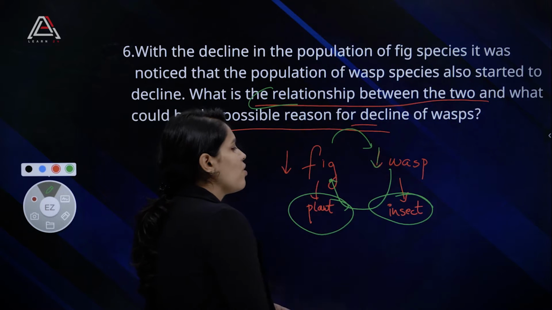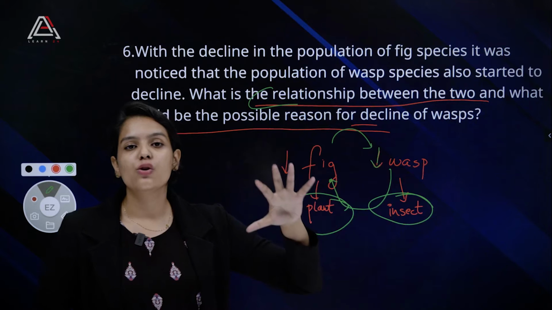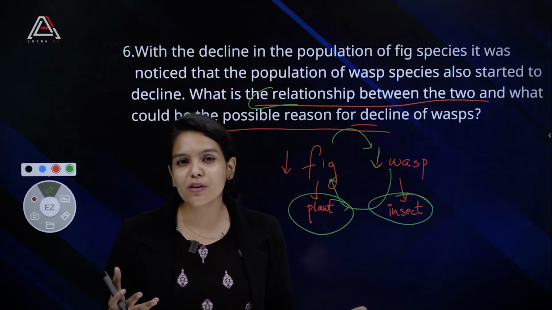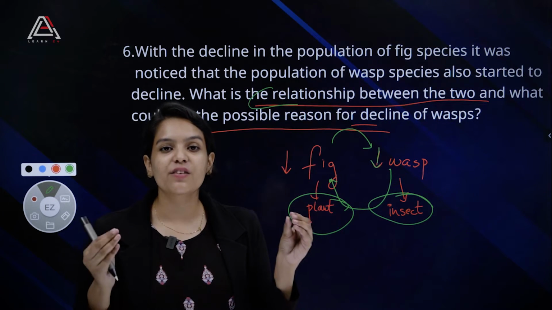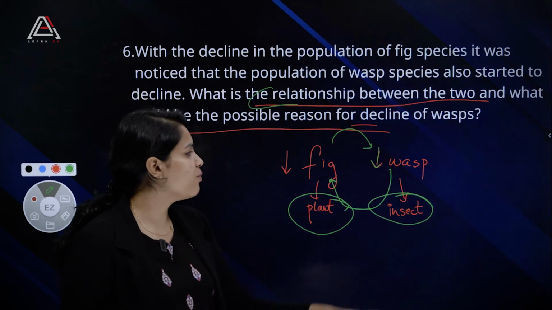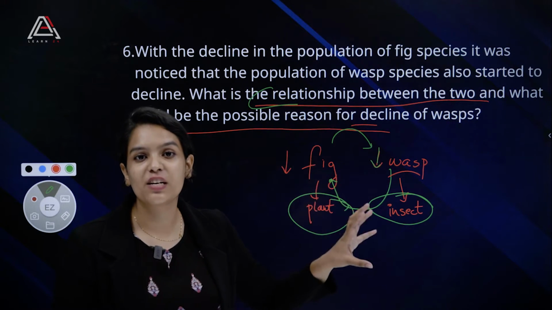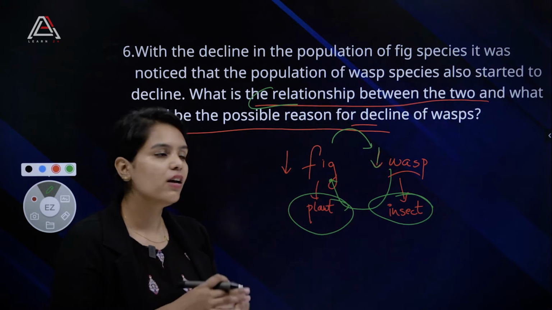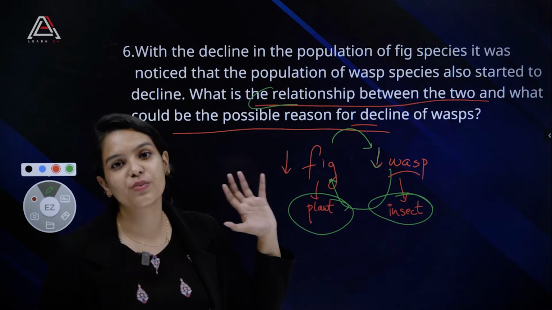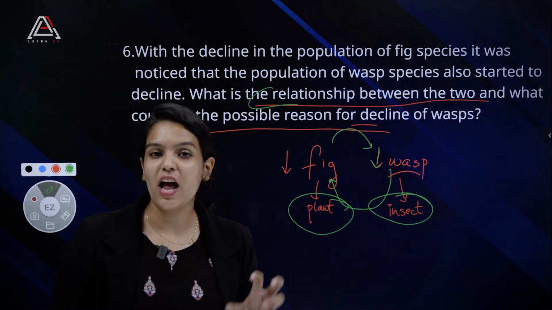For what is the wasp dependent on the fig? For the food and the shelter, right? So if the fig species is declining, it's obvious that the wasp will not get the food and the shelter from the fig, right? So that is why the wasp population is reducing here, because the fig population is reduced. Obvious reason, you have been provided with the answer in this particular question, right? So try to understand the question and go with it.